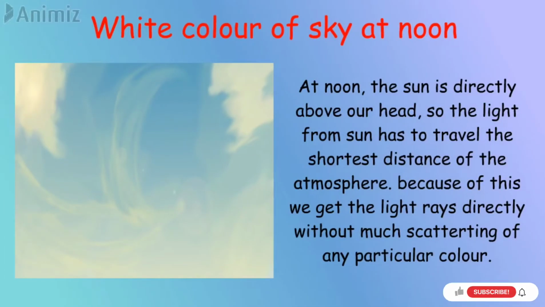Now students, you have observed that at noon the color of the sky is white. Why? Because the sun is directly overhead. Now the distance traveled by the light is less. The sun's light has to travel the shortest distance. Because of this, whatever light we get reaches us without much scattering of any particular color. So white light will remain white only. Because of that, the color of the sky is white at noon.